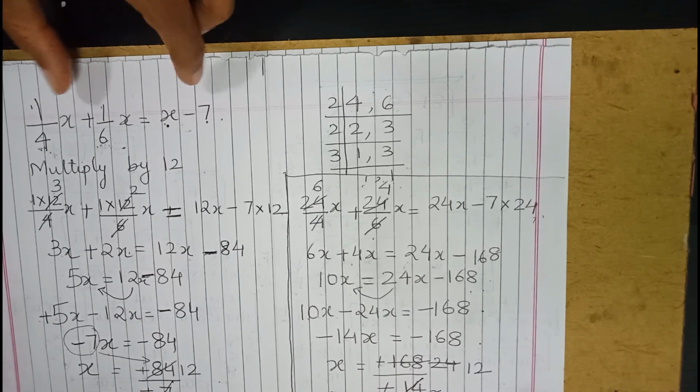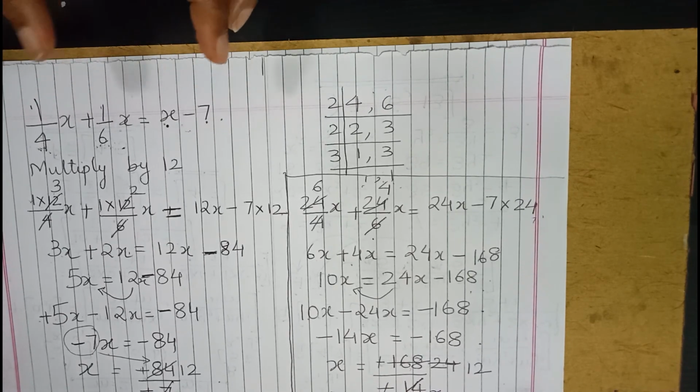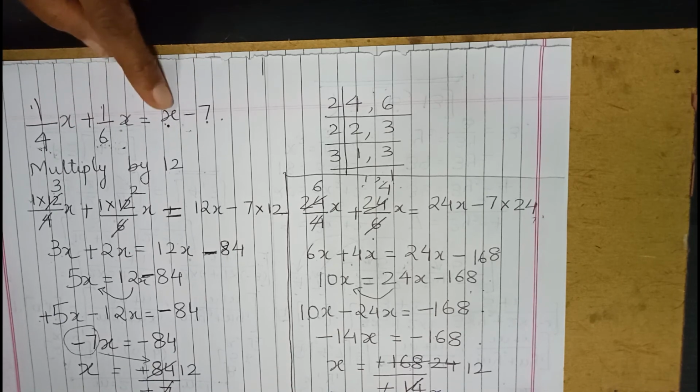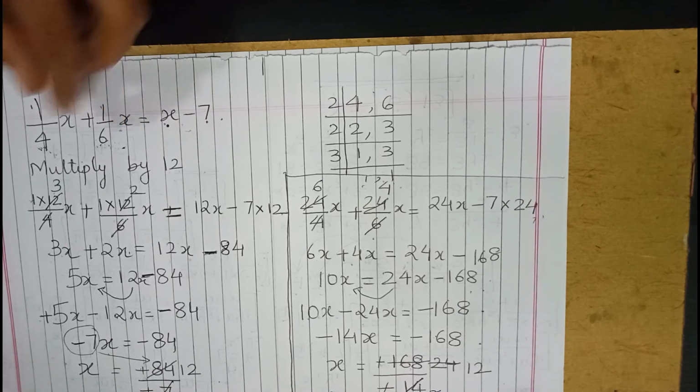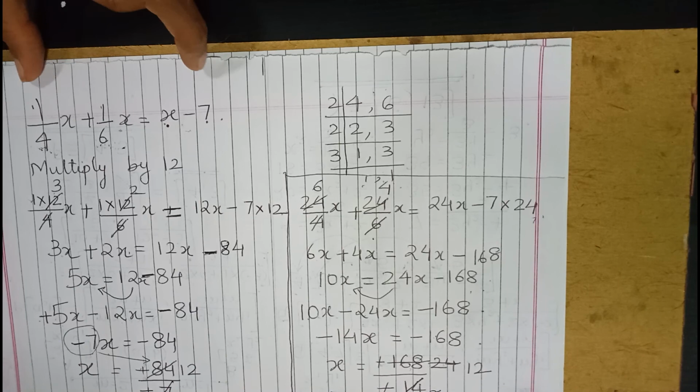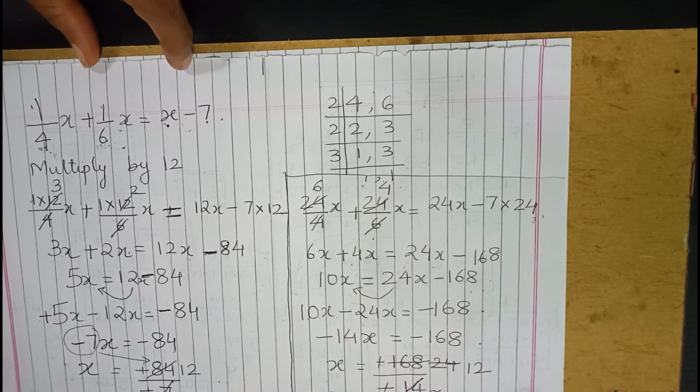So if this is properly understood, then in the next video we go to equations having two variables. Here you can see in the equation there was only one variable x, but we have some equations where you can have both variables, x also and y also. Then how do we solve those equations? We will be seeing in the next video.